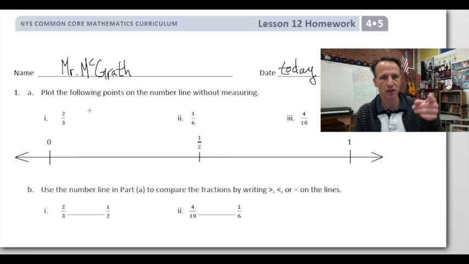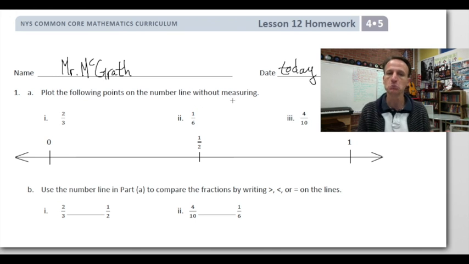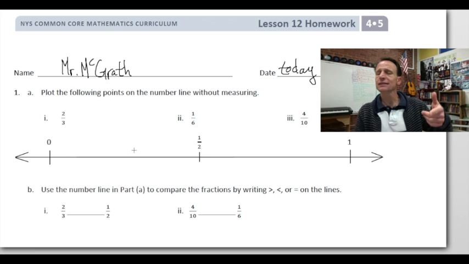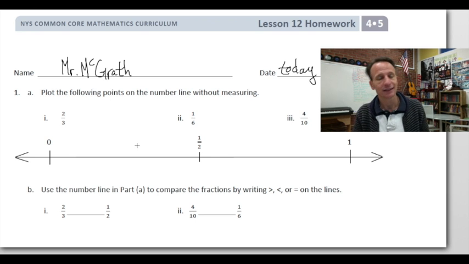Our instructions: plot the following points on the number line without measuring. That's important. We're going to figure it out the best we can here. Now I'll tell you, this, in my experience, is a skill that many fourth graders find challenging. This is not one of those easy things. This is going to take a bit of work and a bit of figuring and really working out the logic.